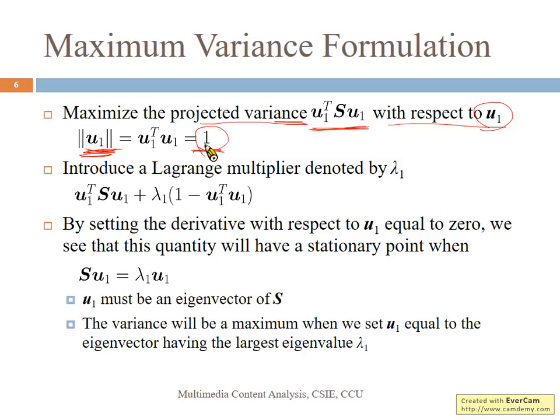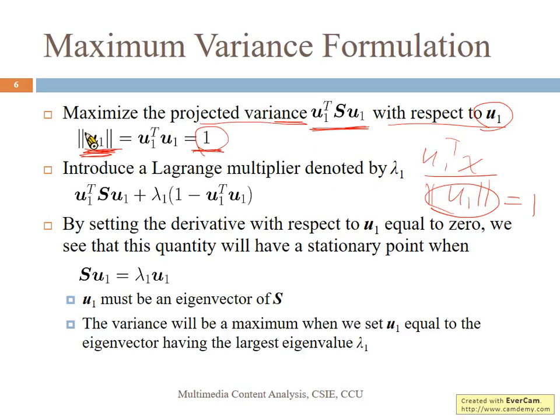So this is also why we say that the projection of X on U is simply U1 transpose X. Originally, when we learned from linear algebra, we should divide it by the norm of U1. But right now, because we enforce U1 as a unit vector, the denominator is equal to 1. So we just ignore the denominator in previous slides.